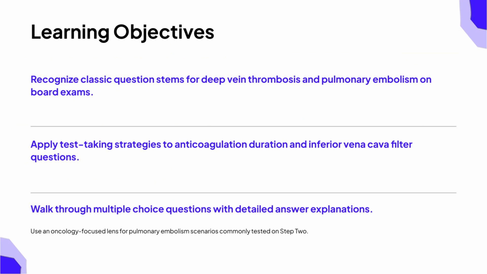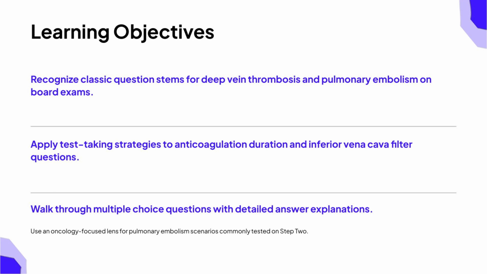Here are our learning objectives for today. By the end of this video, you should be able to recognize classic question stems for deep vein thrombosis and pulmonary embolism. You will learn how to approach anticoagulation duration questions and know exactly when an inferior vena cava filter is the right answer. We will walk through multiple choice questions with full explanations, and we will give special attention to the oncology angle for pulmonary embolism because the boards love testing cancer-associated thrombosis.